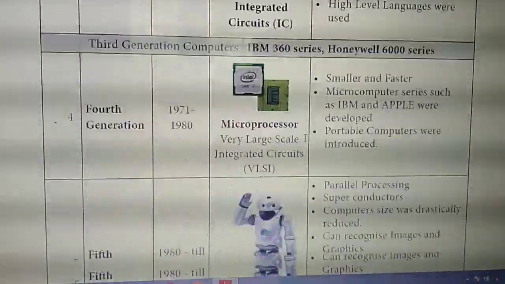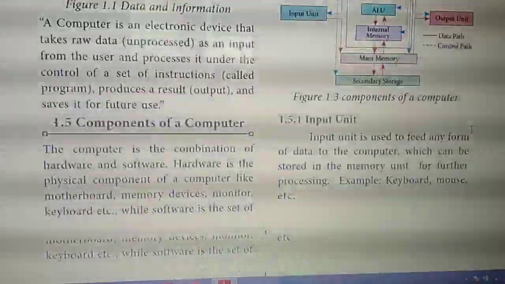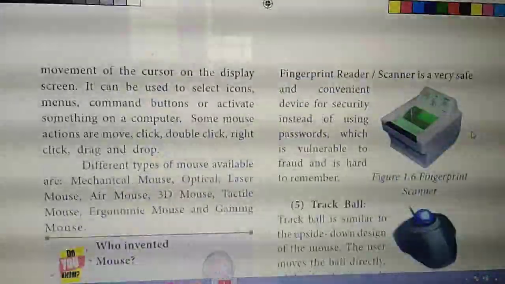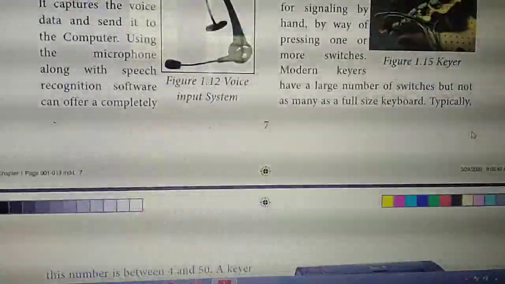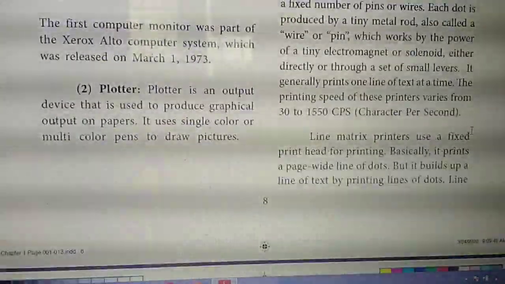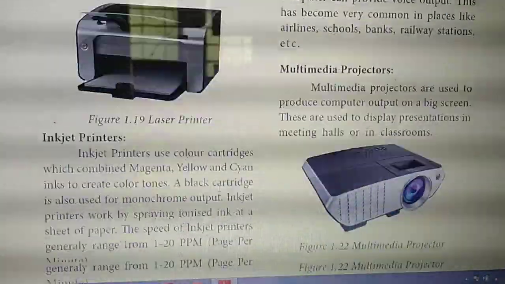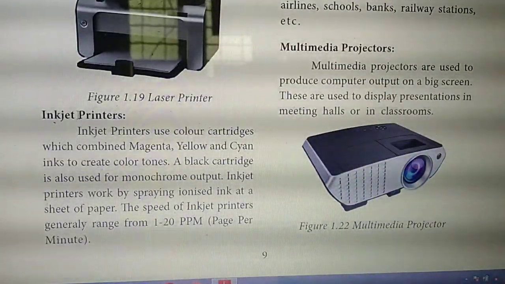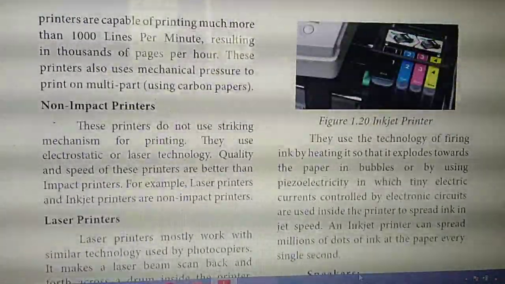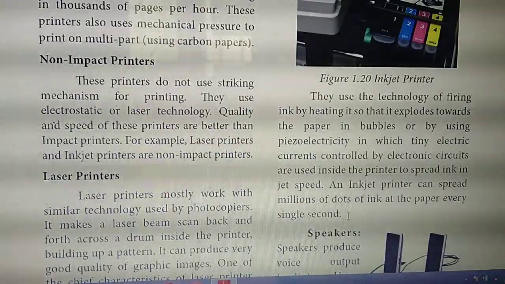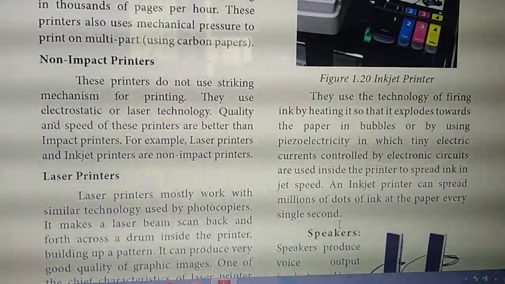Then mark the third 5-mark question. Inkjet printer. Take page number 9, inkjet printer. This one, you should mark in full. Inkjet printer, starting from here to the full paragraph, below the speakers. Okay. This one is the third 5-mark question.